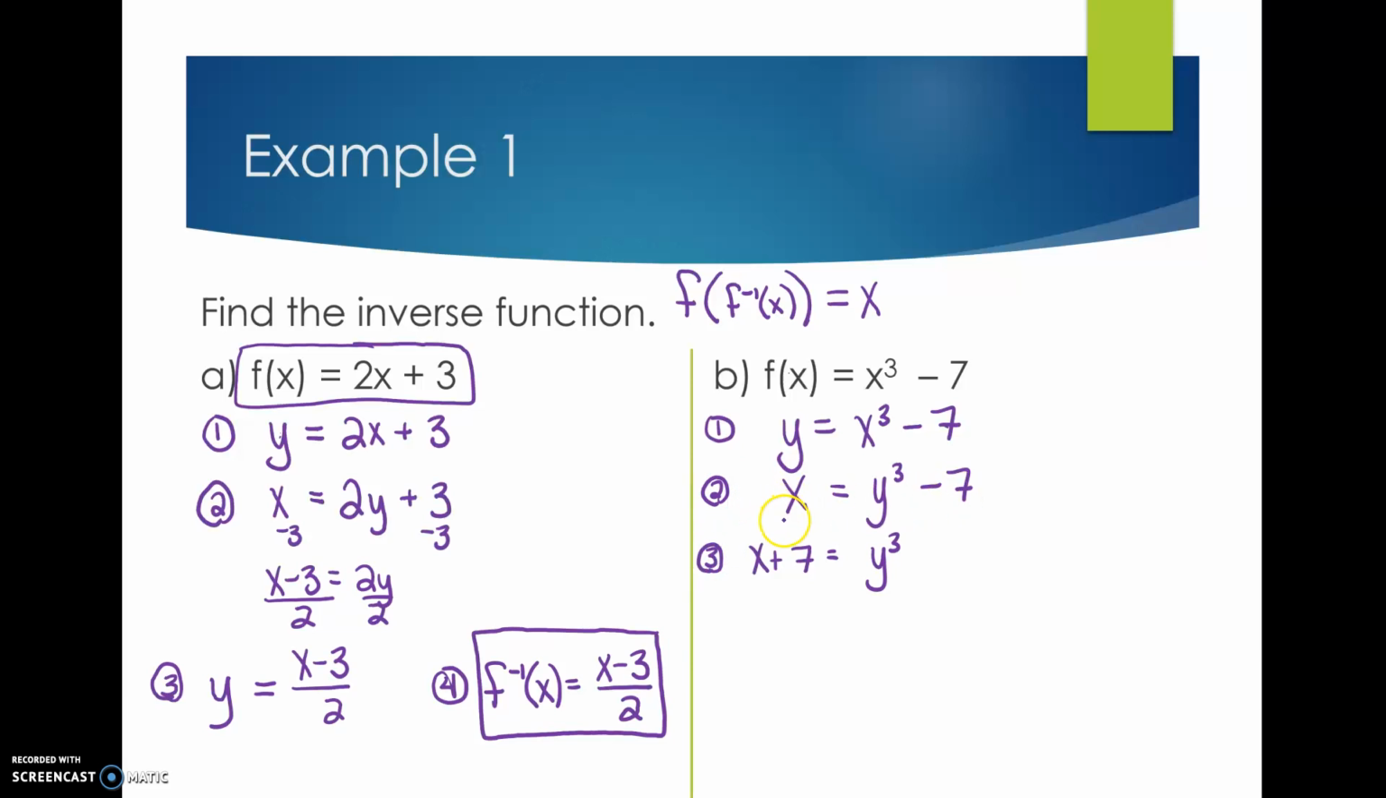So we would add 7 to both sides. And how do we undo an exponent of 3? How do we undo a cube? Take the cube root. So the cube root of the right and the cube root of the left. So we have the cube root of x plus 7, and that equals y. Our fourth and final step is to change that y back to function notation and use the inverse version. f inverse of x equals the cube root of x plus 7.